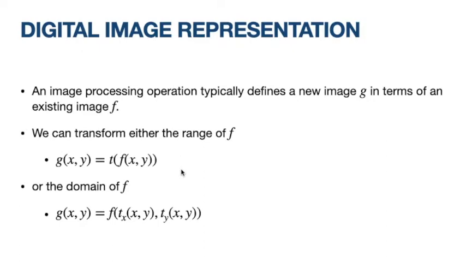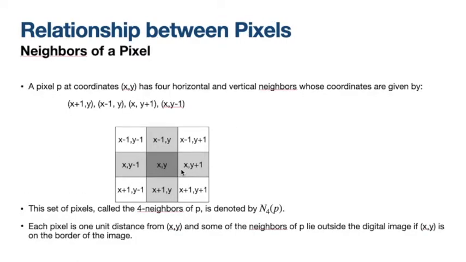Okay, that is what is actually happening in digital image processing. Then that is all about the image representation. Now we are going to see the relationship between pixels. The relationship between pixels can be shown using different terms in image processing.